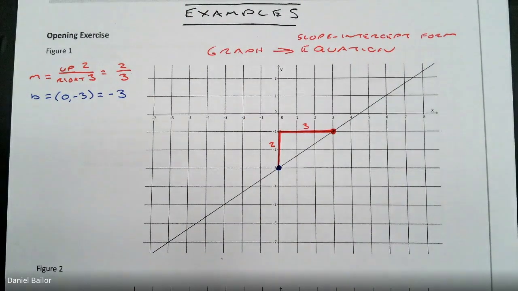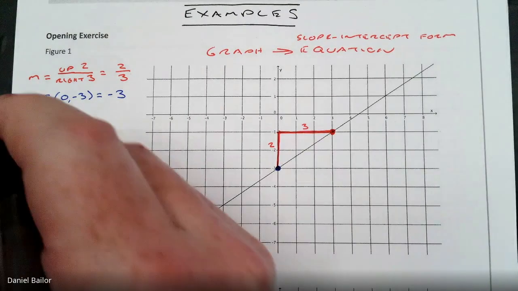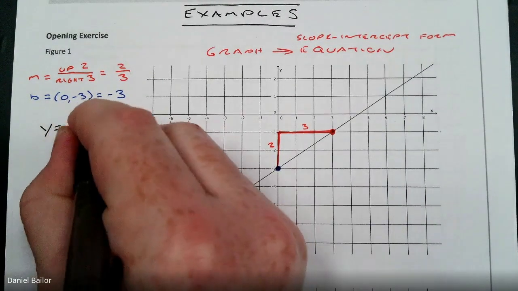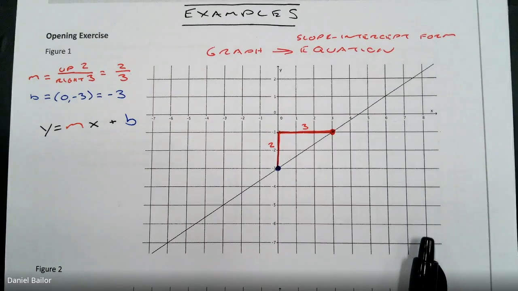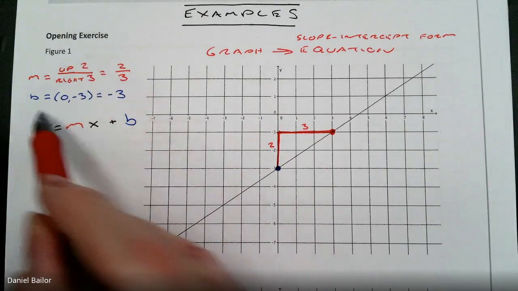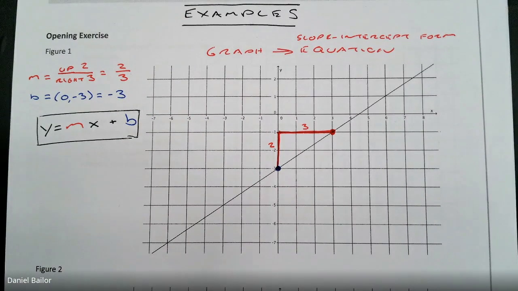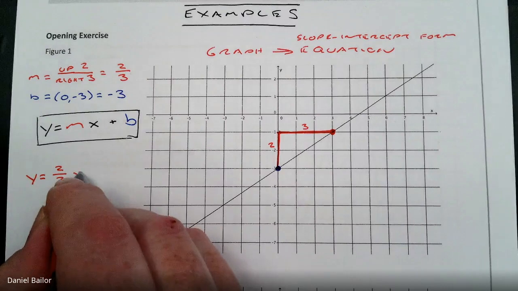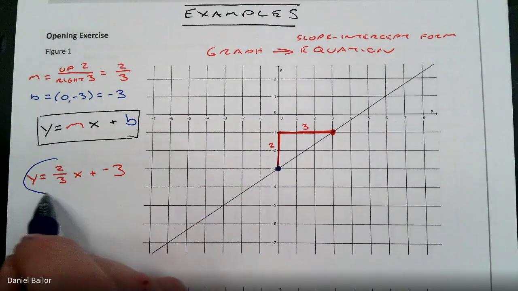Now we know we need the slope-intercept form. And the slope-intercept form, this is why I put it in your vocabulary so you would have it with you. Slope-intercept form is y equals mx plus b. So to write the equation for the line, we just substitute. We take this information and put it in slope-intercept form. So we get y equals, m was 2/3, 2/3 x plus b, plus negative 3. And that is the equation.